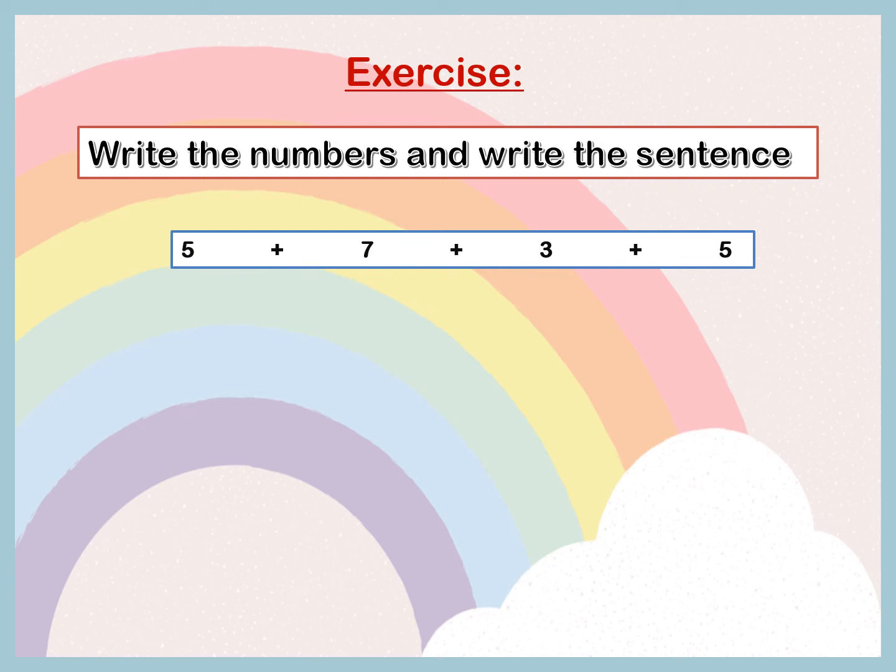Now these are the numbers. We have 5 plus 7 plus 3 plus 5. Again, 5 plus 7 plus 3 plus 5. So the first number is 5, right? What number do we have to add to 5 for us to get 10 as the answer? Is it 5 plus 7 equals 10? Is it 5 plus 3 equals 10?